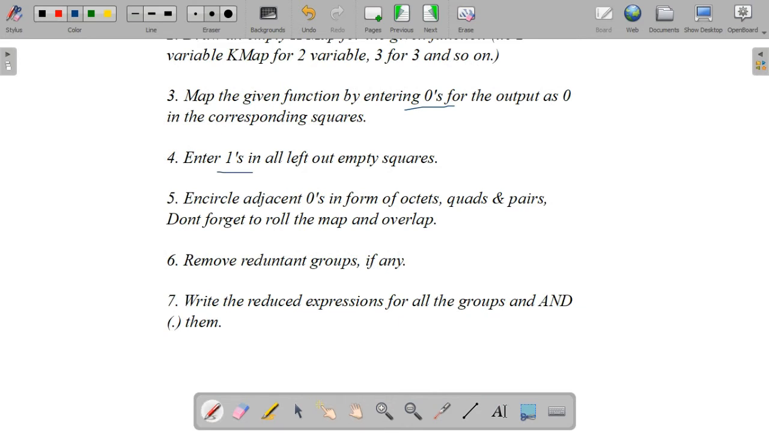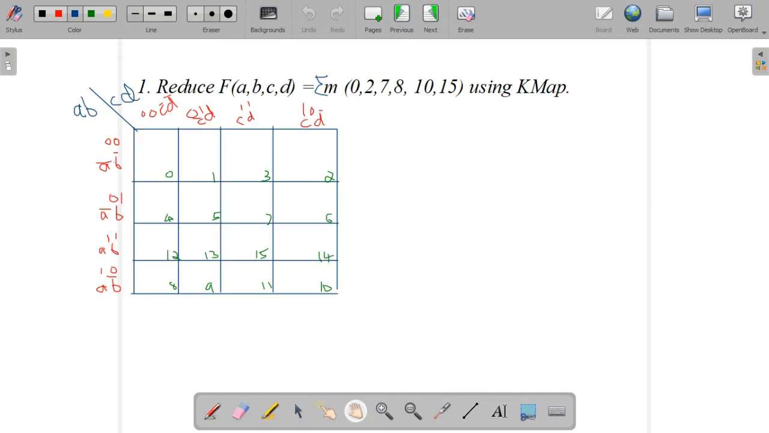Remember, in SOP we use plus, that is the OR operator. POS means product of sums, that's why we use the AND operator, indicated by the dot. So these are the main rules we have to check. The first one we already discussed, so all of you know this.